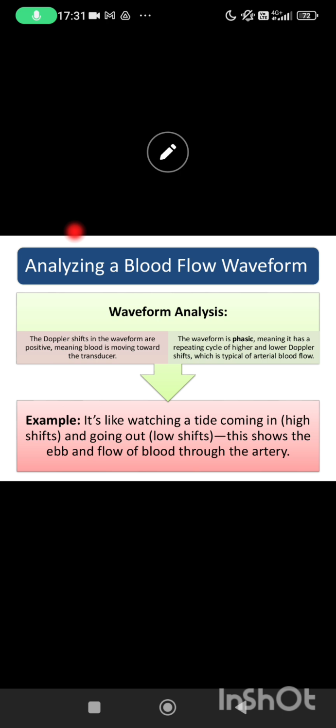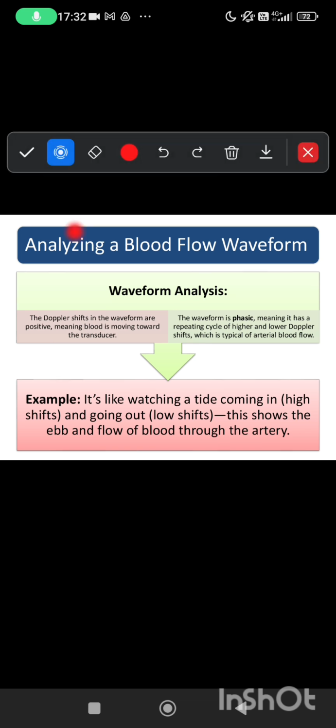Okay, now waveform analysis. Doppler shifts in the waveform are positive, which means flow is toward the transducer. The waveform is phasic, meaning it has a repeating cycle of higher and lower Doppler shift, which is typical of arterial blood flow. We will discuss in hemodynamics: monophasic, biphasic, triphasic, different waves. So it's just like watching a tide coming in, higher shifts, and going out, lower shifts. This shows the blood flow through the artery.